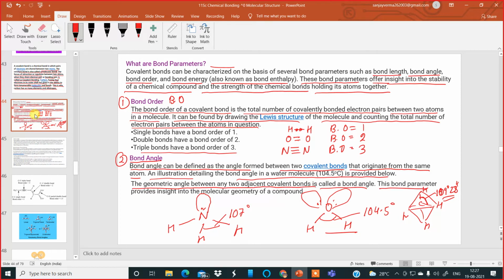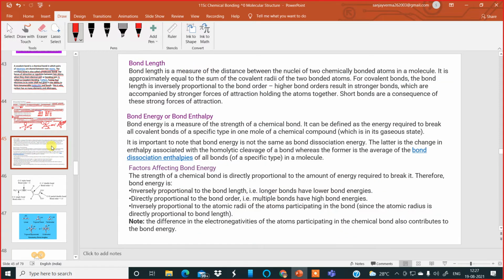This bond parameter provides us information on the molecular geometry of the compound. So with the help of bond angle, we can find what? You can find the molecular geometry of the compound, whether it is a linear molecule, or a bent molecule, or a tetrahedral molecule, or a trigonal planar molecule, and so on. Okay. Now, moving to the next bond parameter.